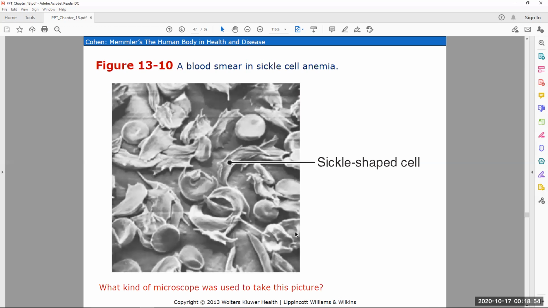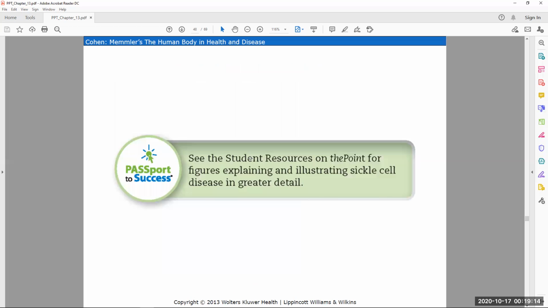All right, so this is just a blood smear showing sickle cell anemia. Notice the characteristic sickle shape. And as mentioned, the sickle, because of its shape as opposed to a normal red blood cell, which is round, could lead to sticking within capillaries and different blood vessels, which is exceedingly painful for the person who has the disease.